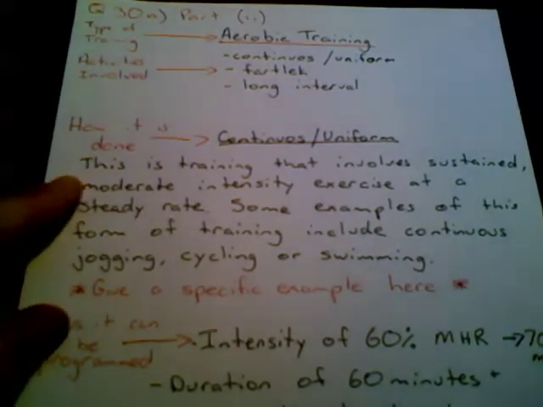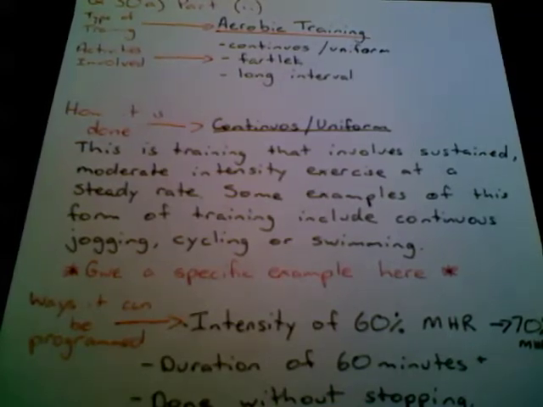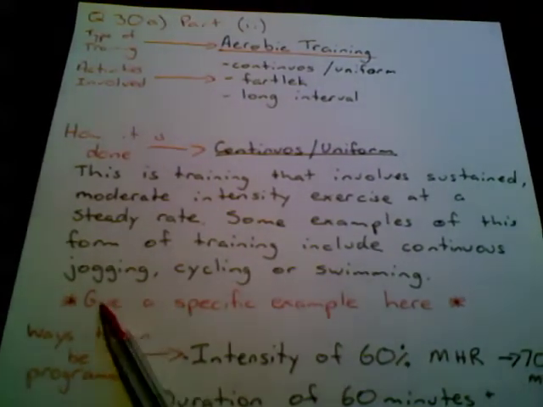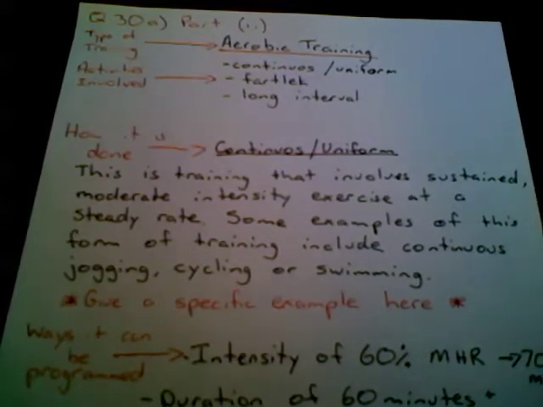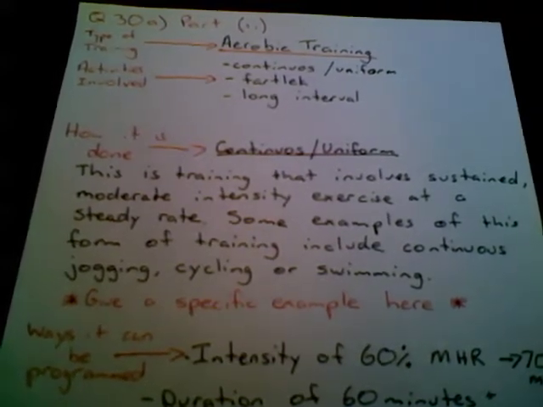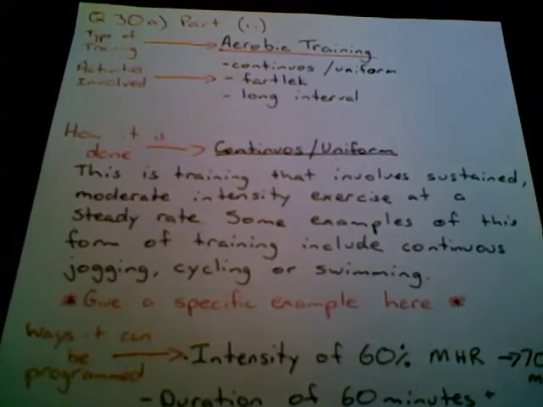How it is done: you can read there, it's training that involves sustained moderate intensity exercise at a steady rate. Some examples of this form of training include continuous jogging, cycling, or swimming. And I've written here, give a specific example. So you would then say, for example, a marathon runner training for his marathon would be doing sessions of roughly 1 to 2 hours in duration, without a break. This is called continuous training.